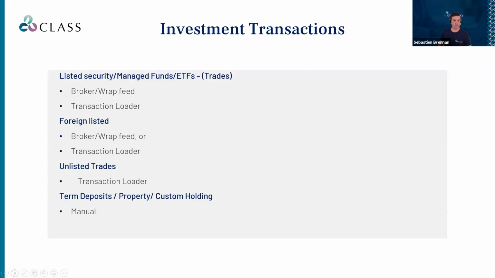So what we're going to do is look at the different transaction types, obviously the most common ones. We're going to start by looking at the investment transactions. So we're going to start with the listed securities, your managed funds, your ETFs, and we're looking at the buys and sells. So the first way we want to get those transactions in is via the data feed. So setting up a broker wrap feed if we can. If that's not possible, the next alternative is to use the transaction loader.